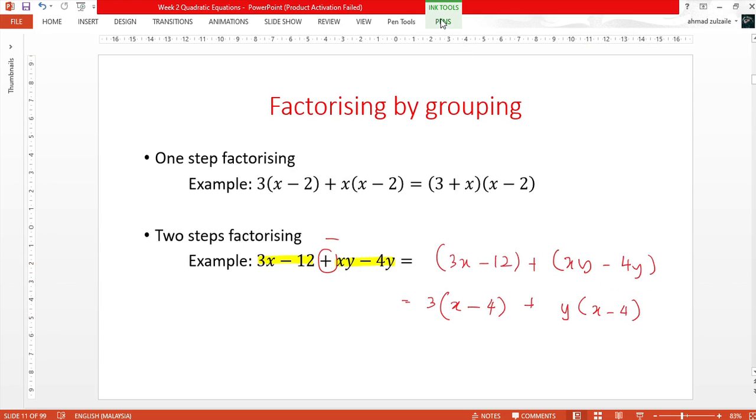And in order to factorize further, you can see over here the common factor is x minus 4, because both of them consist of x minus 4. So x minus 4 will be the common factor, and the remaining value is put in another bracket. Right? So that will be the answer. By using only two steps, you can factorize your equation into a group. Alright.